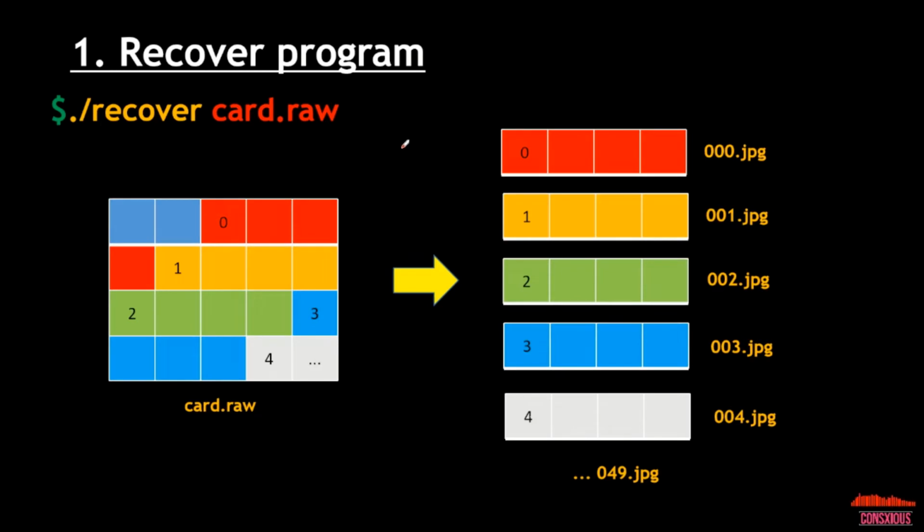In this recover program, the user is going to key in ./recover and card.raw. In this card.raw, we notice there are different colors because there are different images taking different numbers of blocks. So what we're going to do is to separate them out into multiple outputs, which is multiple images, around 50 JPEG files.